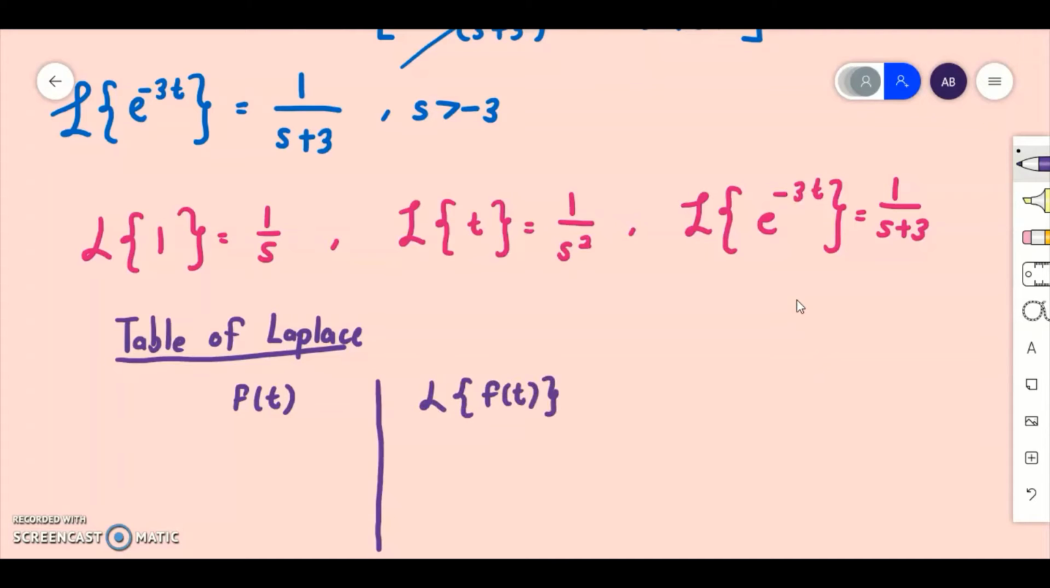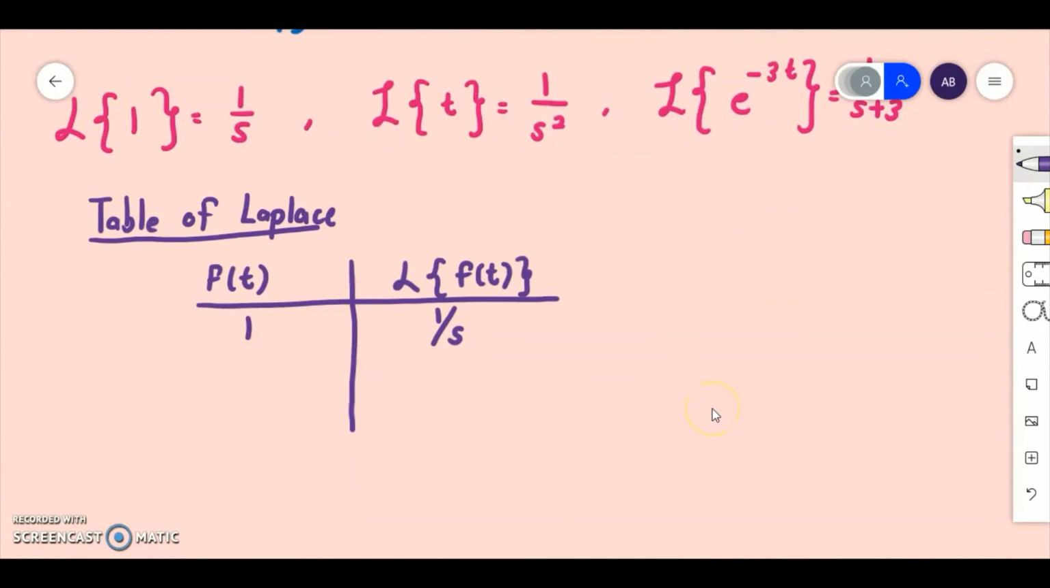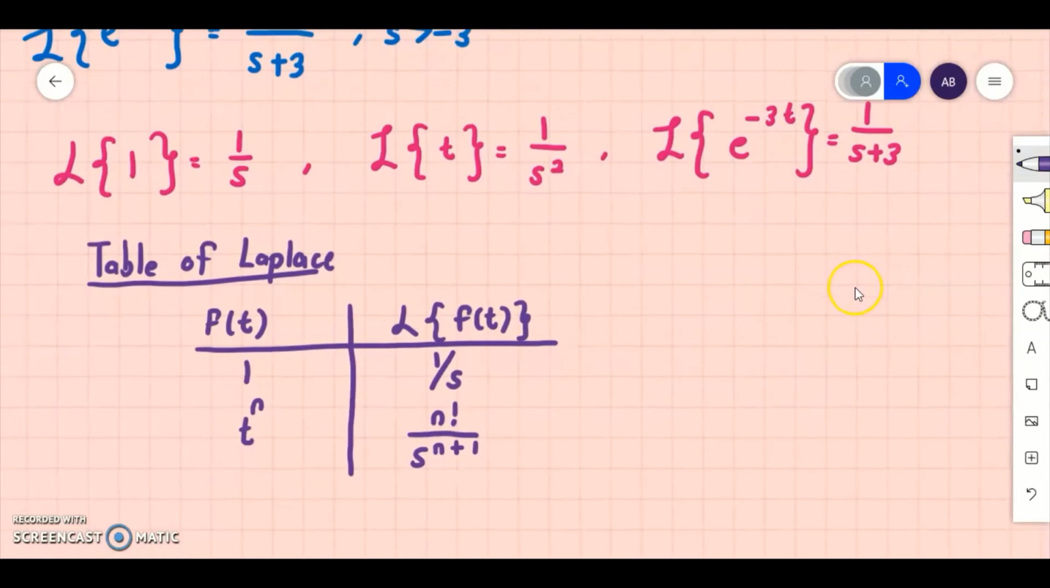Okay, for instance, I know that when f(t) is 1, my Laplace is 1 over s. Okay, and then I know that when this is t, I have 1 over s squared. But how if I have t squared? t to the power 2. So Laplace of t to the power n is n factorial over s to the power n plus 1. Okay, and then we have exponent 3t here is 1 over s plus 3.